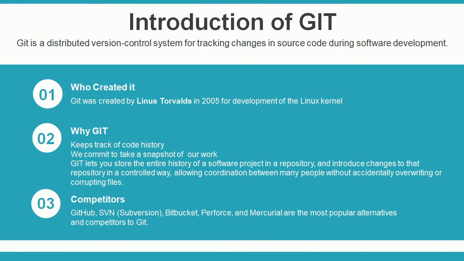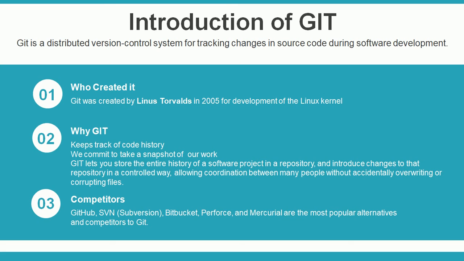Git was created by Linus Torvalds in 2005, and Git lets us, as I told you, store the entire history of software project in a repository. Now what is repository? You can think of repository as a folder. For now, I will give details very soon in my next videos. So it is very easy for developers to coordinate who did what changes at what time and why.